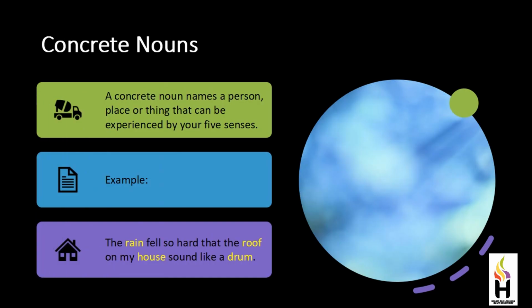Concrete nouns. A concrete noun names a person, place, or thing that can be experienced by your five senses. Examples are: the rain fell so hard that the roof on my house sounded like a drum. The concrete nouns in that example are rain, roof, house, and drum.